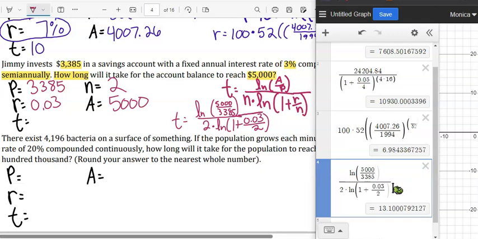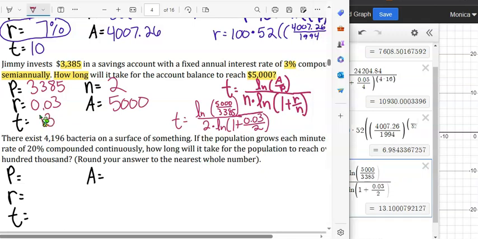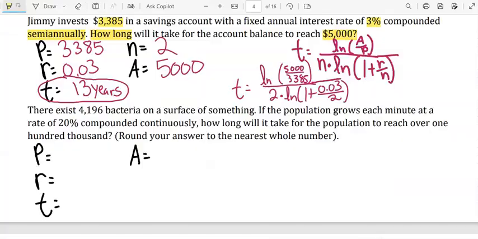Then we get about 13 years. There exists 4,196 bacteria on a surface of something. If the population grows each minute at a rate of 20% compounded continuously, how long would it take for the population to reach over 100,000? Round to the nearest whole number.